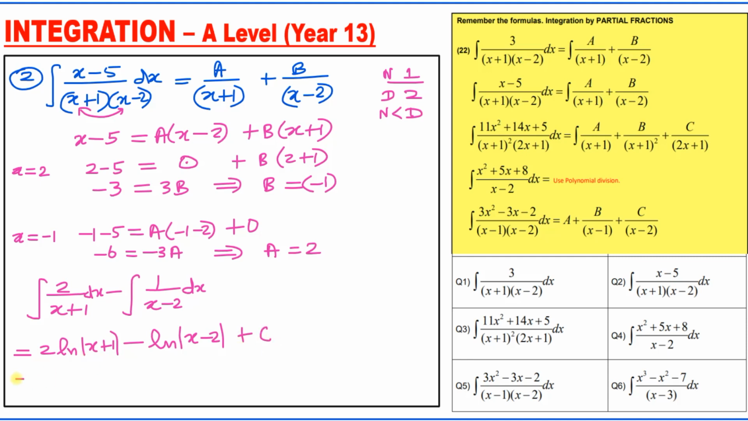You can write this, using some logarithm knowledge, as ln of (x plus 1) whole thing squared, isn't it? Why? The power goes to the top. So minus ln|x minus 2|. That you can write as ln of (x plus 1) squared divided by (x minus 2). And that is the correct answer, plus c. And that is question number 2 done.